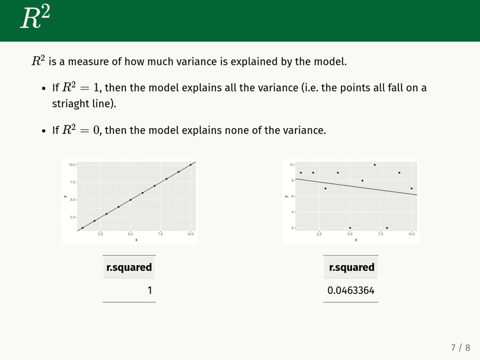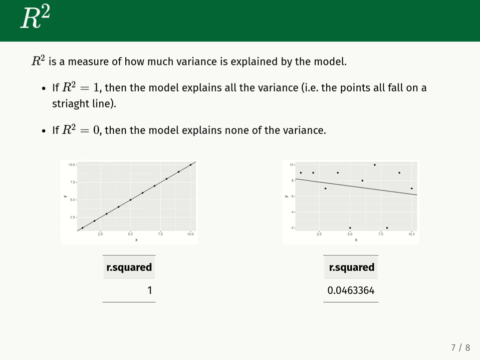The R² value is a measure of how much of the variance in our data is explained by our model. It's a number that can be between 1 and 0, and in general, the closer the R² value is to 1, the better. You can see the usefulness of R² in the 2 graphs on this slide. In the graph on the left, the data fall perfectly on the best fit line of our model, and so the R² value of the model for this data is 1.